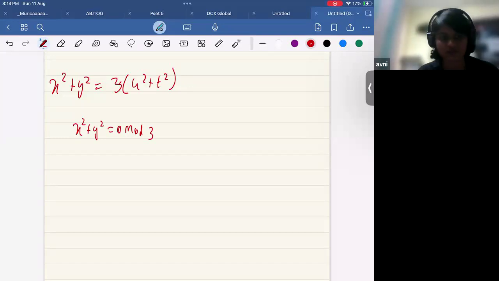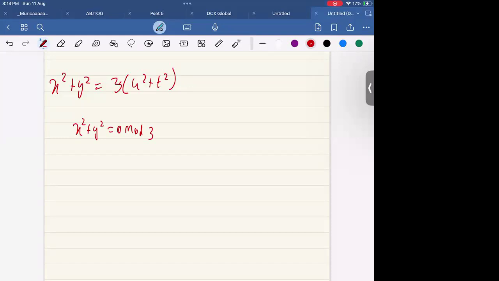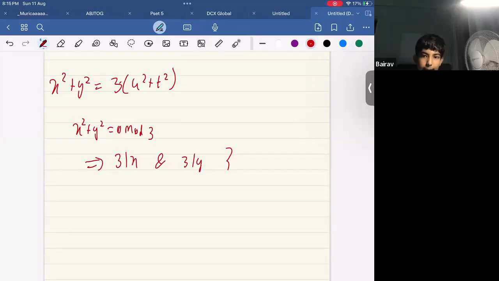Okay, we get that x squared plus y squared is equal to 0 mod 3. And now, why does that imply that... Now, can we infer that 3 divides x and 3 divides y?